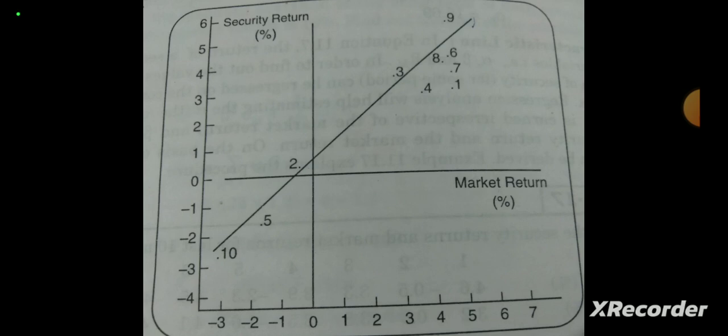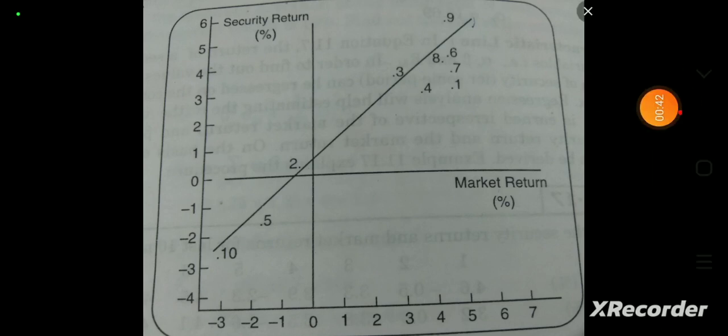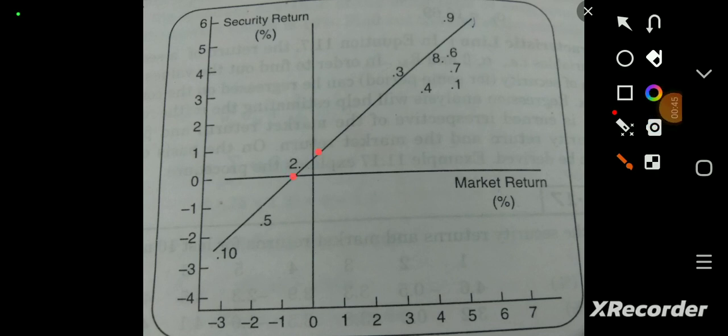The intercept of the line is alpha, which represents the firm specific return. It is shown by these points. Whereas beta shows the slope of the line and it represents the change in security return for a 1% change in market return. The deviations of different points from the characteristic line are denoted as E, that is random residual error. These residuals are the difference between the actual return and the predicted return by the regression line.